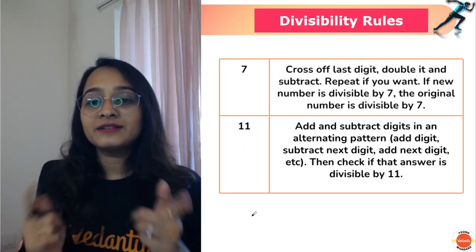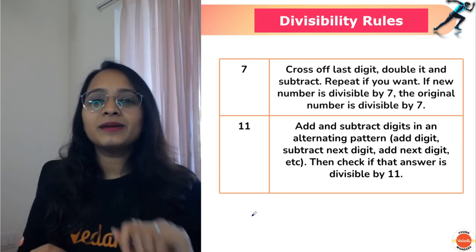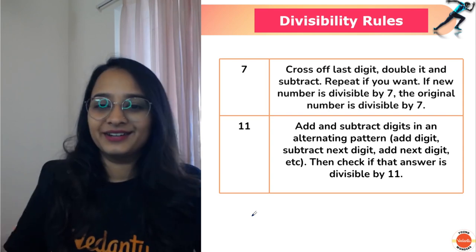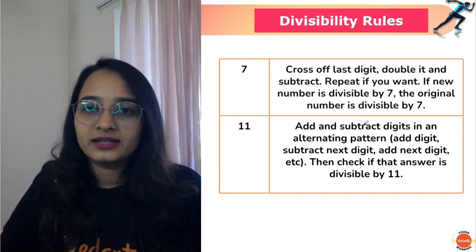And then we have for 7 and 11. 7 ki ye dikkat hai ki ye sare numbers pe apply nahi hota hai. But let's just learn. Cross off the last digit, double it and subtract.